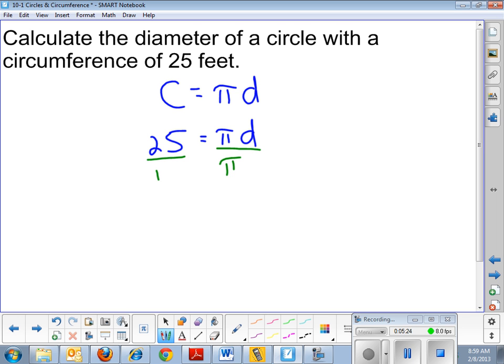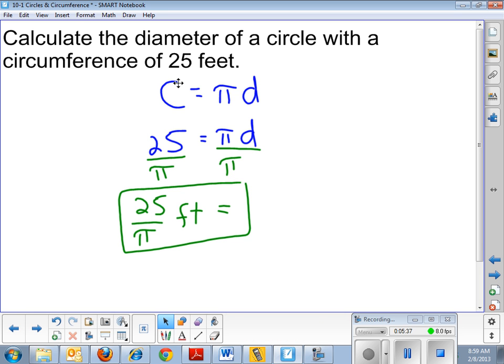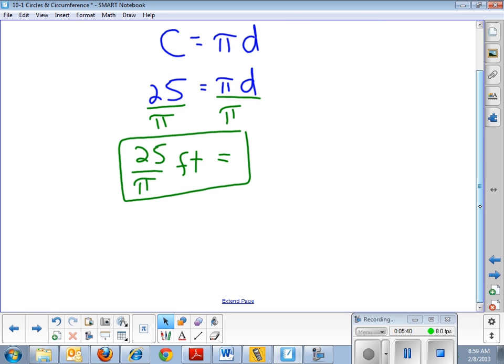So if I divide both sides by pi, if I want my exact value, it's just going to be 25 over pi feet. So there would be the exact diameter of my circle. Now if I want that approximate value, just take your 25 and divide it by pi on your calculator, and you're going to find out that the approximate value for the diameter in this case is going to be 7.96 feet. And that's going to conclude my examples on circles and circumference.